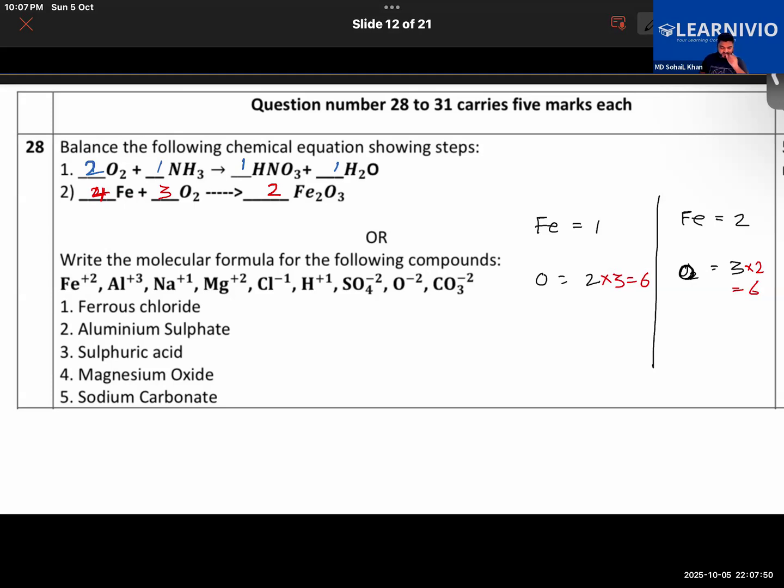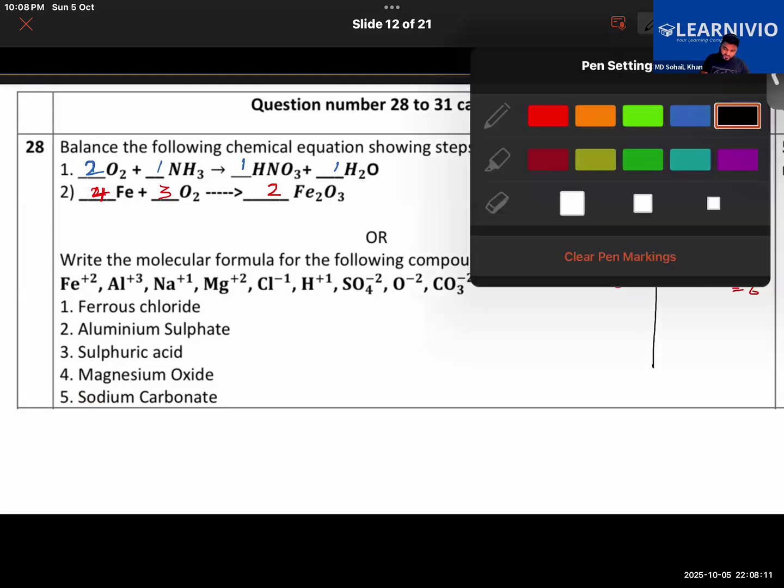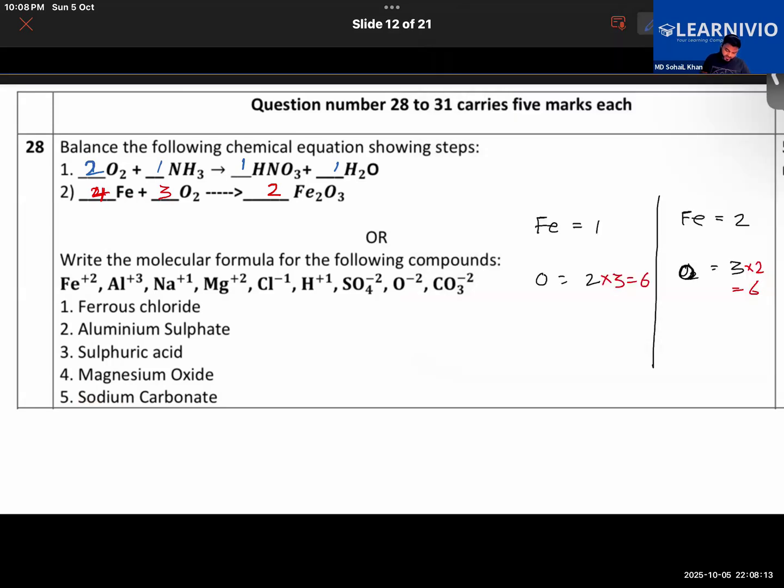See, these are called radicals, or they are called ions, charged particles. Now we have to write the molecular formula for the following compounds. That is ferrous chloride, aluminum sulfate, sulfuric acid, magnesium oxide, and sodium carbonate. Okay, let's do it. So ferrous chloride.